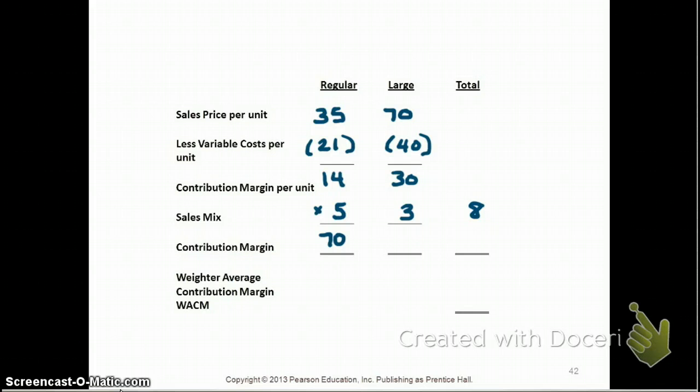Next, you're going to calculate your contribution margin for the large posters, which is 30 times 3 or 90. And again, then you total out your contribution margin. 70 plus 90 is $160. Once you have your total sales mix and total contribution margin, you can calculate your weighted average contribution margin. Your weighted average contribution margin is 160 divided by 8, which is equal to $20.